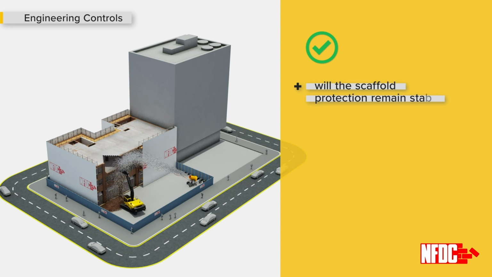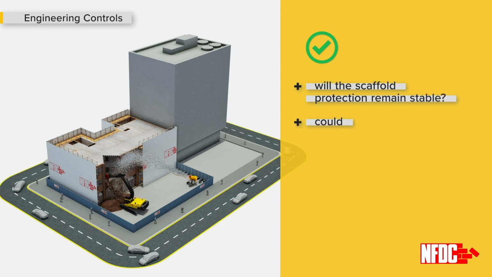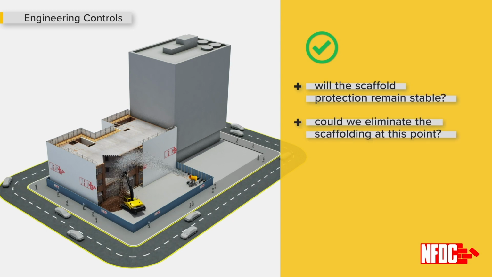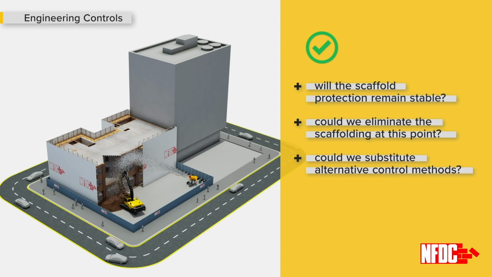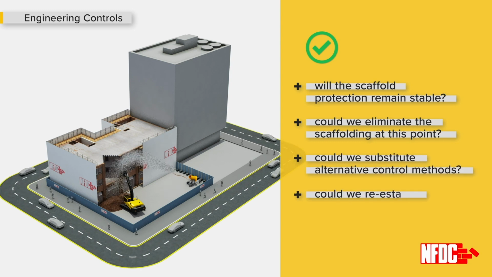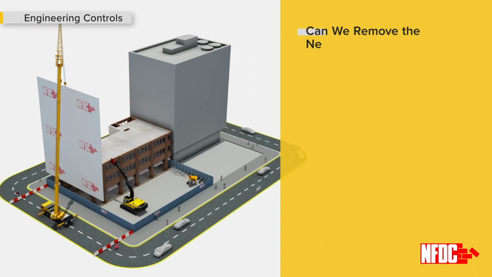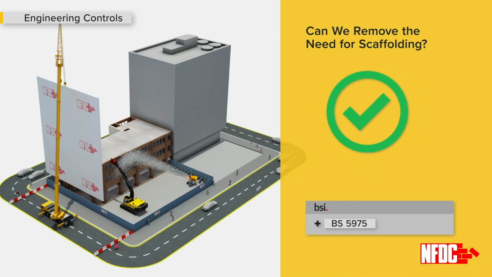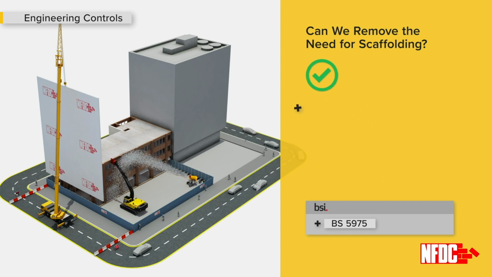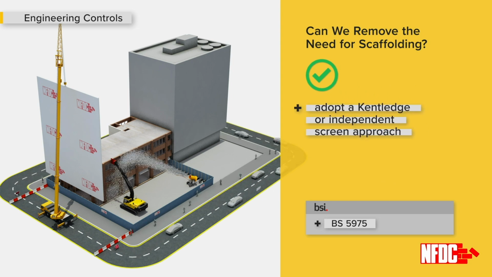Will the scaffold protection remain stable? Could we eliminate the scaffolding at this point? Could we substitute alternative control methods? Could we re-establish the extended working zone? Can we remove the need for the scaffolding to be tied to the structure by looking at the design and adopting a Kentledge or independent screen approach, managed to British standards? Could we even have designed this solution during the initial design phase?